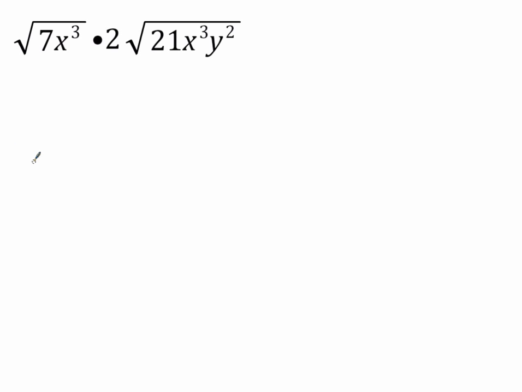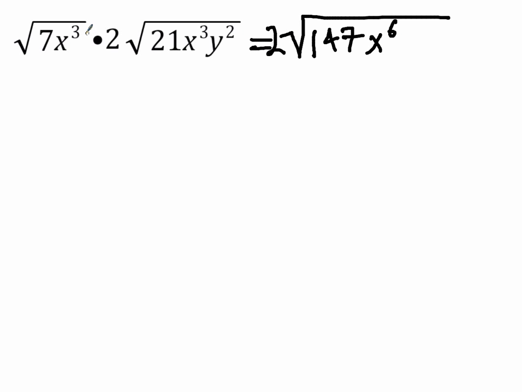Okay, so there's a couple ways that you could do this. I'm going to do it kind of the more standard methodical way first again. The 2 is already on the outside, so I'm going to leave that out here. 7 times 21 gives you 147. And then x cubed times x cubed gives you x to the 6th, and then you have y squared.